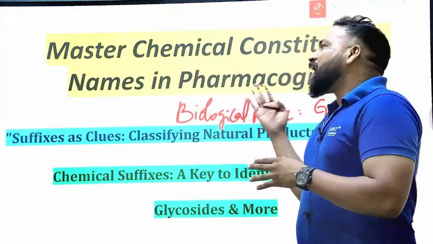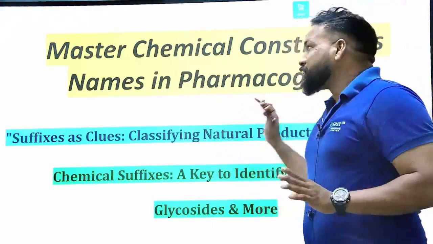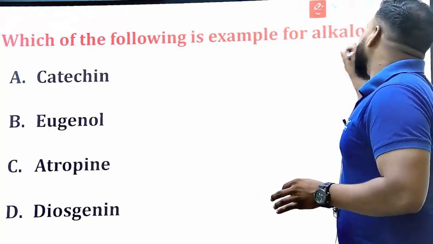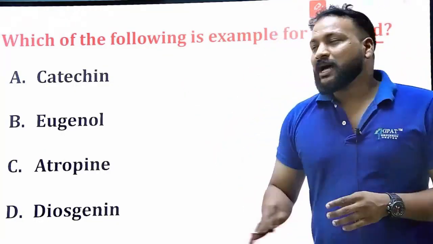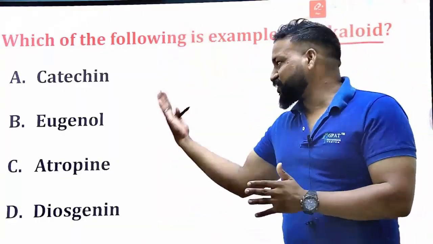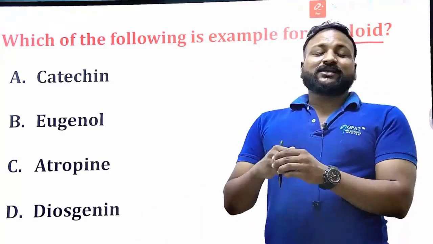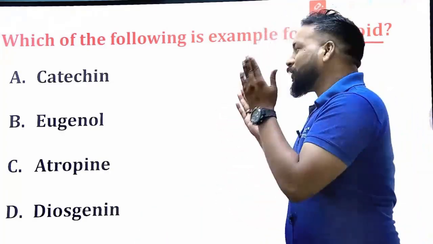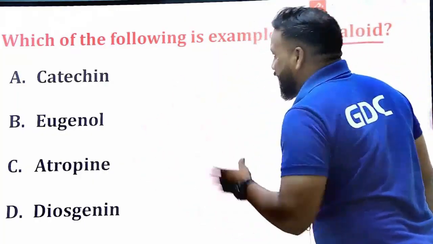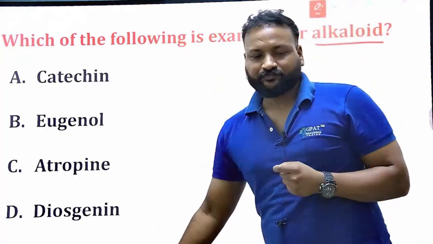Don't you believe? Let me show you a question. Firstly, let me start with a question. The first question: which of the following is an alkaloid? Now it's your turn to identify which one is an alkaloid from the given options: catechin, eugenol, atropine, and diazinon. I know you are going to answer correctly, because these are the most common and familiar options I have mentioned in this question.